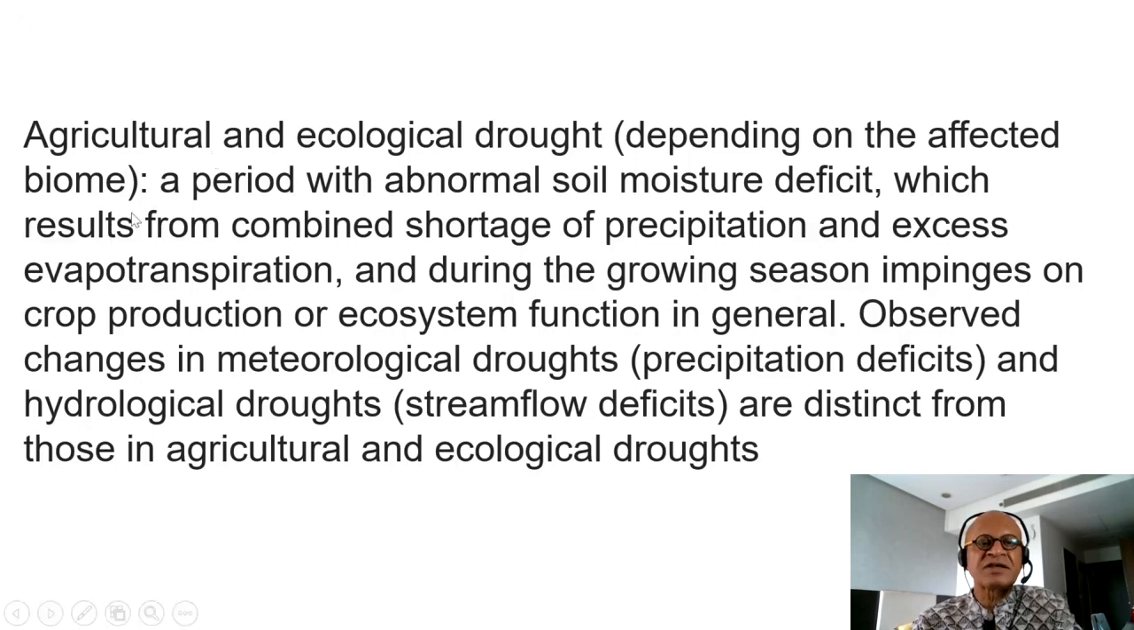So depending on the affected biome, it is a period with abnormal soil moisture deficit, which results from combined shortage of precipitation and excess evapotranspiration, and during the growing season impinges on crop production or ecosystem function in general. Observed changes in meteorological droughts, precipitation deficits, and hydrological droughts, streamflow deficits, are distinct from those in agricultural and ecological droughts. So those are the three typical droughts we worry about.